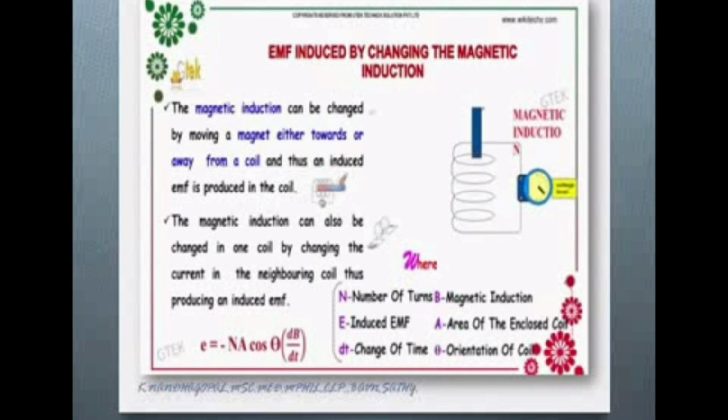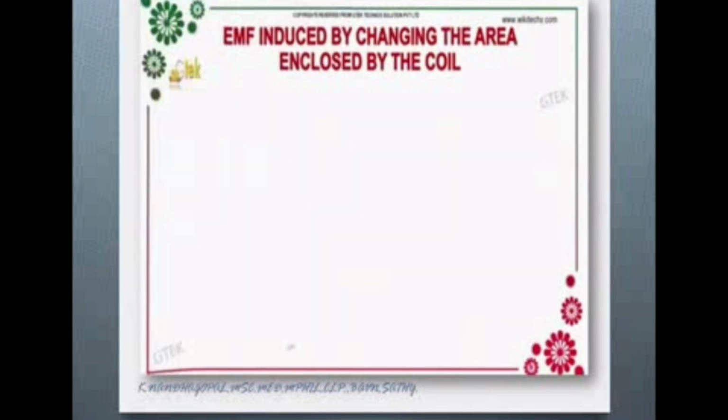Now you are going to produce the induced EMF by changing the magnetic induction, that is dB by dt. See here, E is equal to minus NA cos theta times dB by dt. The number of turns, area, and cos theta are constant. Now you are going to change the magnetic induction. So how do we increase the magnetic induction? When you increase the flow of current, the magnetic induction also increases. So when you increase the magnetic induction, you can produce the induced EMF, E equals minus NA cos theta times dB by dt.